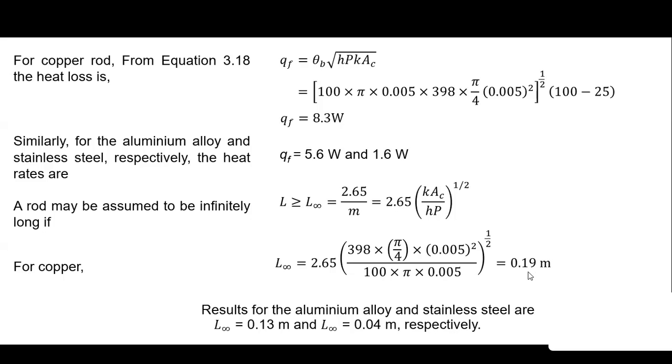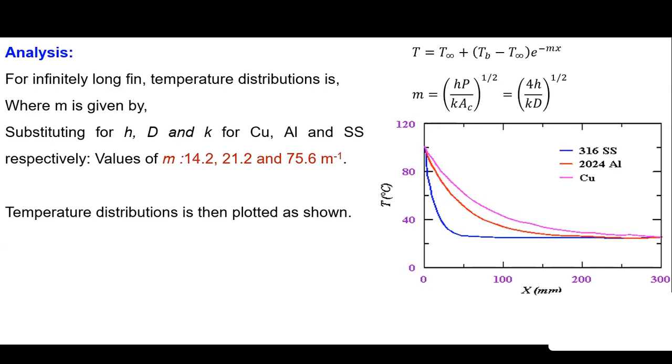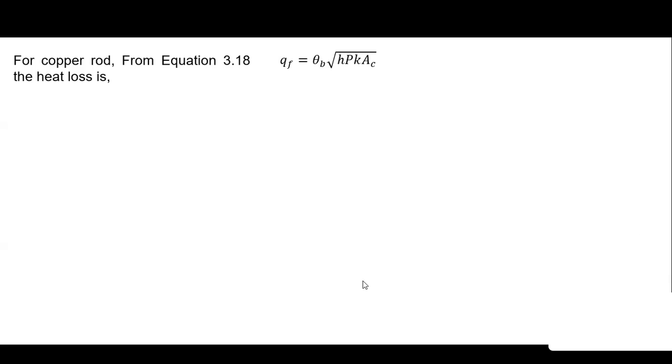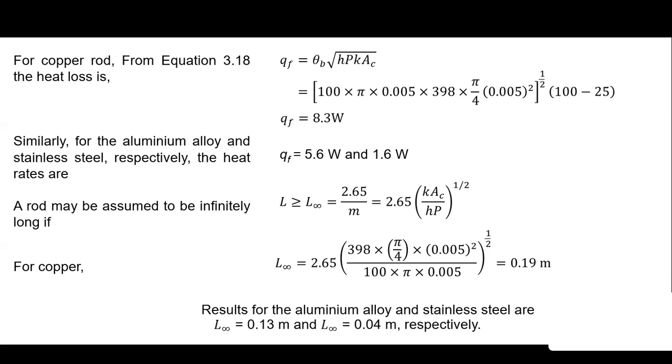From the repeated calculations for aluminum and stainless steel, you get for aluminum 0.13 and for stainless steel very small, 0.04 meter, and this was also visible from the graph. The infinite length for the steel is lowest, it is highest for the copper, and because of its higher length you can say that it is carrying more energy from the surface. So from the fin point of view, copper is the best material among these three.